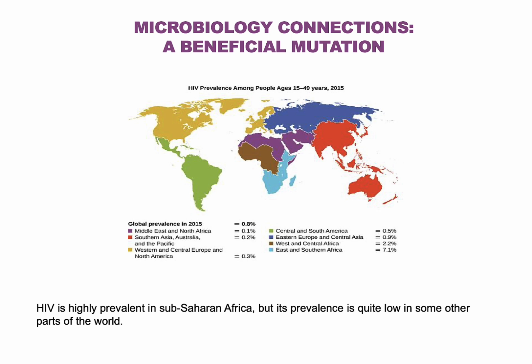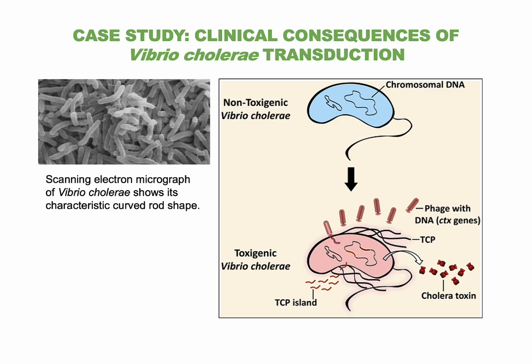Now, there is an FDA-approved drug, Maraviroc, that is available to patients, which blocks the CCR5 co-receptor and prevents the virus from entering the cells. Clinical consequences of transduction.